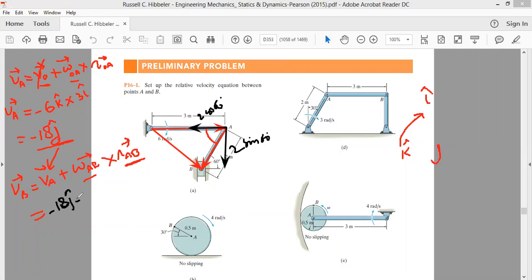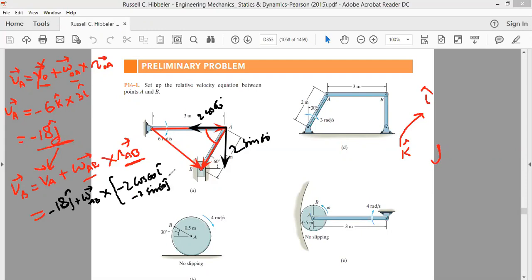plus angular velocity of AB. We'll write this as omega AB vector cross RAB vector. RAB vector you can write as minus 2 cos 60 i cap, and the other component is minus 2 sine 60 j cap.